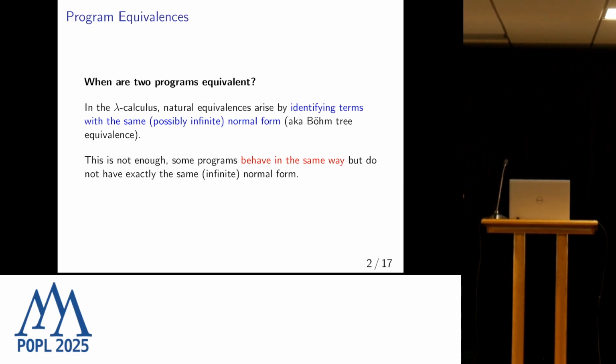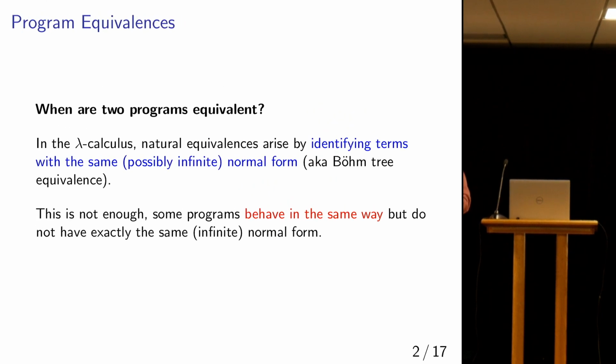So a central topic in the study of programming languages is program equivalence, and how do we check, how do we prove whether two programs are equivalent. So we'll focus in this talk on the untyped lambda calculus, and here, because of the syntactic nature of the lambda calculus, you can already build equivalences based just on the syntax and on identifying terms that are related because they have the same normal form, and possibly identifying them if they have the same infinite normal form. So this is a syntactic, a natural equivalence, but it is in general not enough.